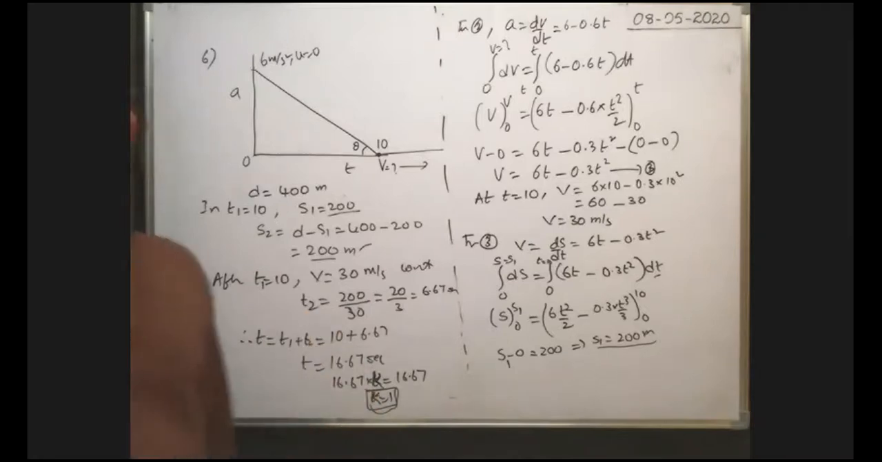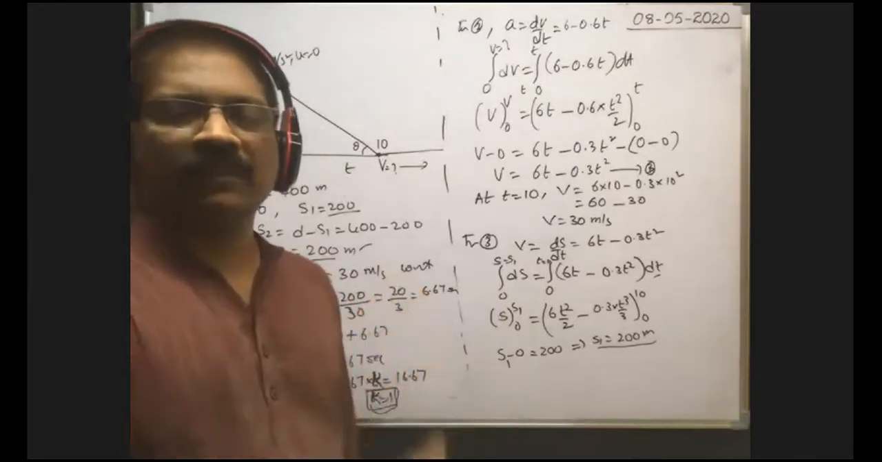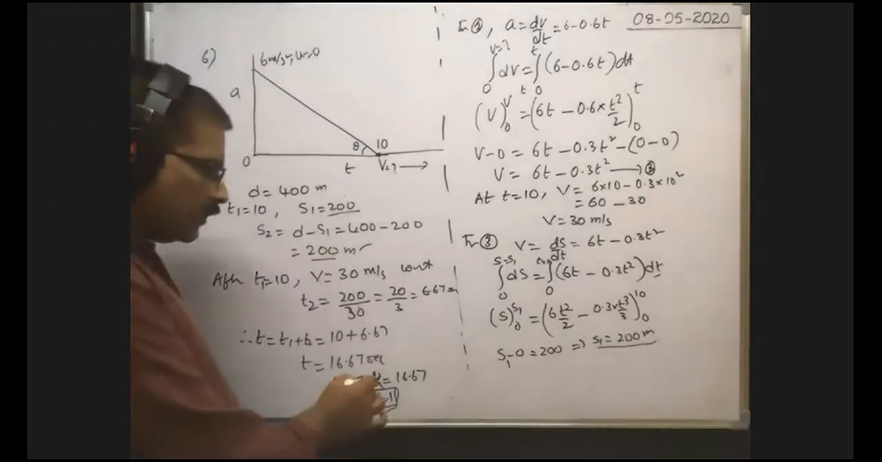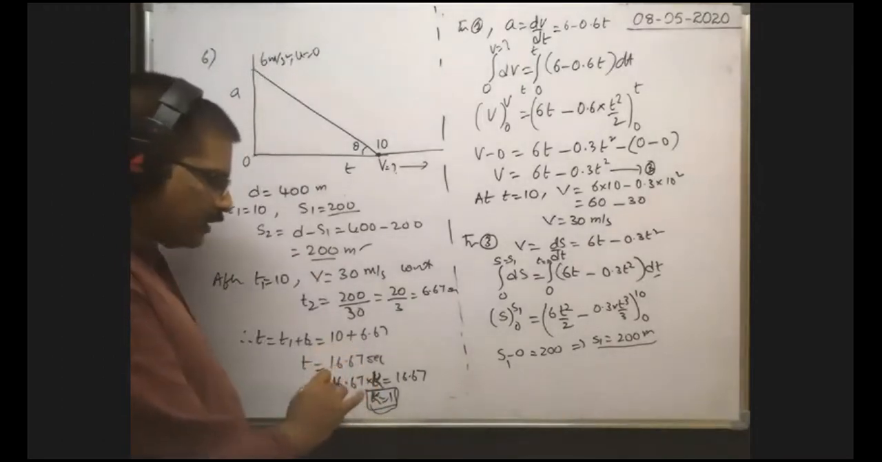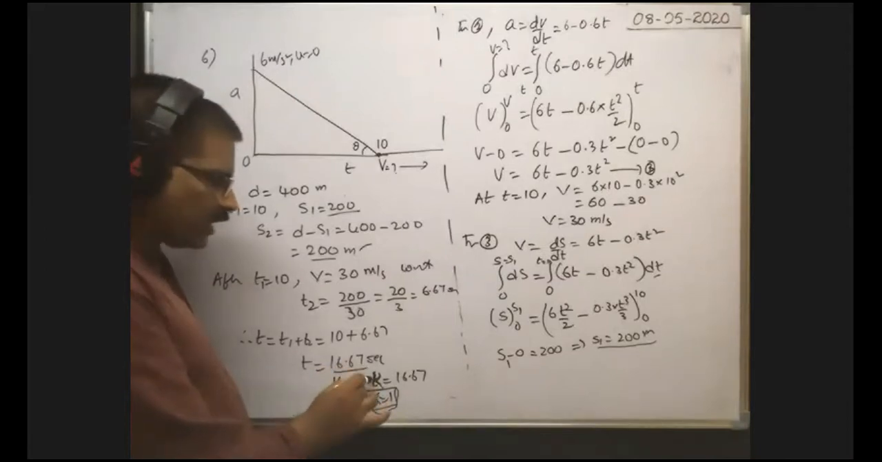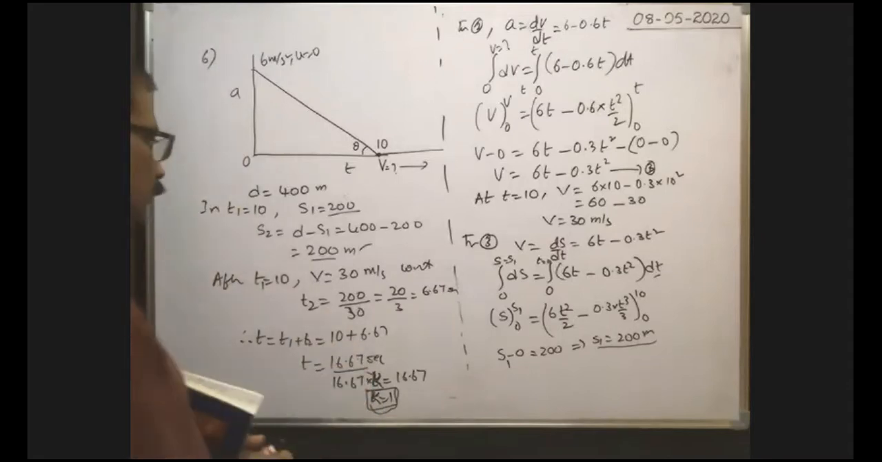So finally, the answer is: the total time taken by the body in this case to travel the 400-meter distance is equal to 16.67 seconds. Okay, therefore, in the problem the total time is given as 16.67 k. But we got this only. That's why this must be 1. Whenever you multiply this with 1, then only you get this answer. That's why k is equal to 1. Okay, so this is the problem.